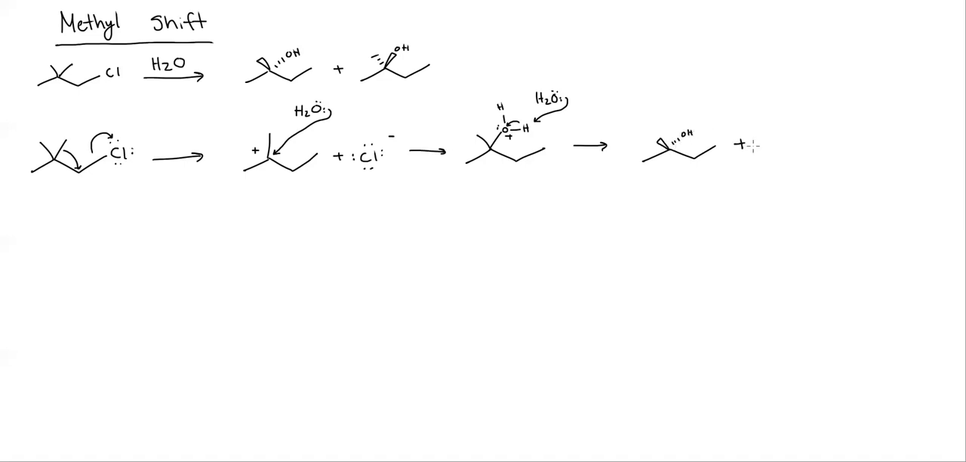So we get this one, and then we also get this one. The enantiomer of it, well, this isn't an enantiomer because it's not chiral, but you know what I'm saying. And then our byproduct is going to be H3O plus. And that's it. I'm done. So this is what we need to know for the methyl shift, okay?